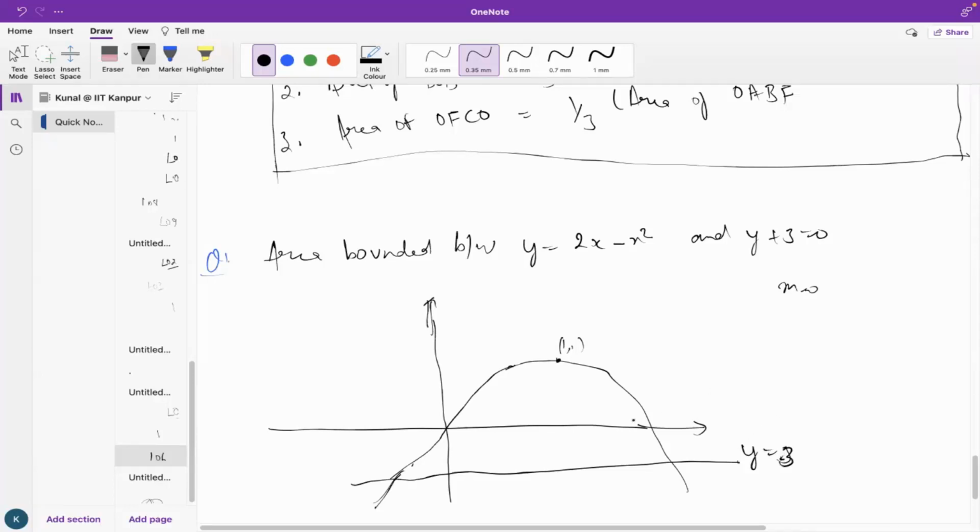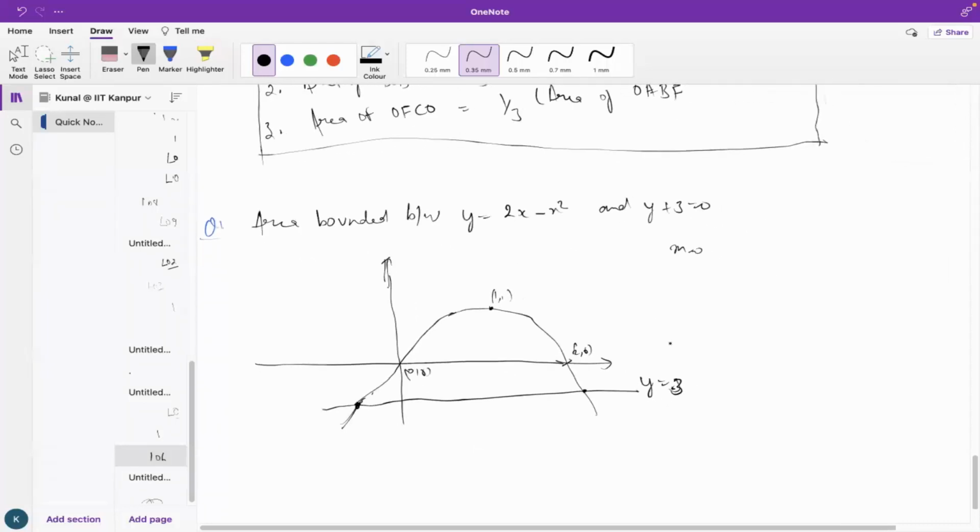Now its roots are (0,0) and (2,0), right? Now let me draw the rectangle from here, because we have to calculate the area from there to there and try to solve this as well. So when we solve this, let me write it here. So this is our end point, right? So what we have to do, we have to draw the end points.